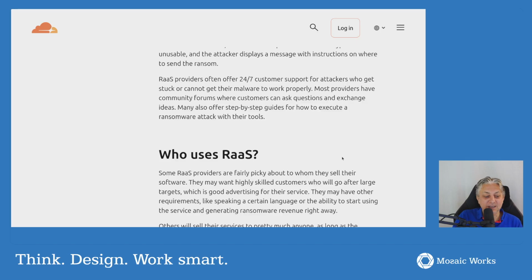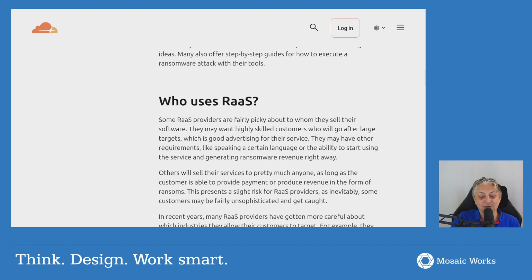And now this is the thing that makes me even... Okay, read this. RaaS providers often offer 24/7 customer support for attackers who get stuck or cannot get their malware to work properly. Most providers have community forums where customers can ask questions and exchange ideas. Many also offer step-by-step guides for how to execute a ransomware attack with their tools.